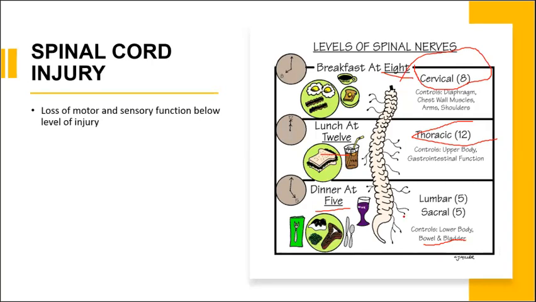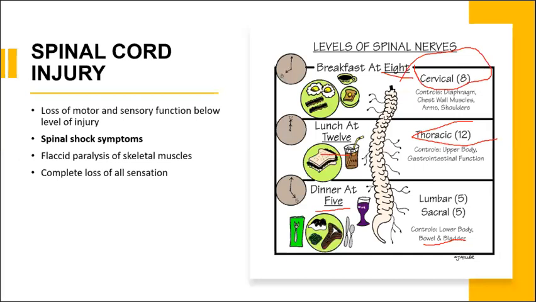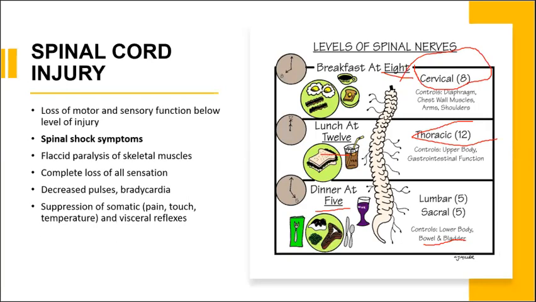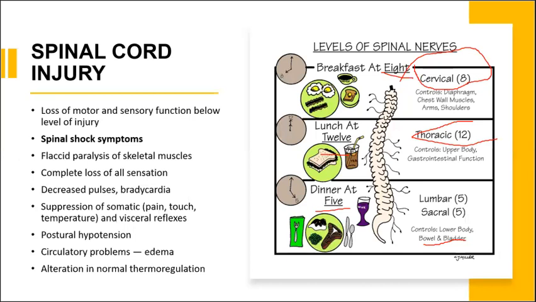So again, how would you know your patient has gone into spinal shock? You would notice flaccid paralysis of skeletal muscles. You could also see complete loss of all sensation. There will be decreased pulses. You would notice the bradycardia in this patient. There would also be suppression of somatic reflexes, suppression of visceral reflexes, so that pain, touch, and temperature reflexes would all be lost or suppressed. The client could also have postural hypotension. There could also be circulatory problems like edema, and you would also notice alterations in normal thermoregulation.